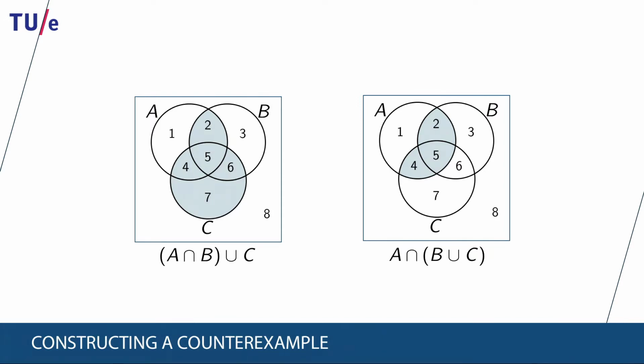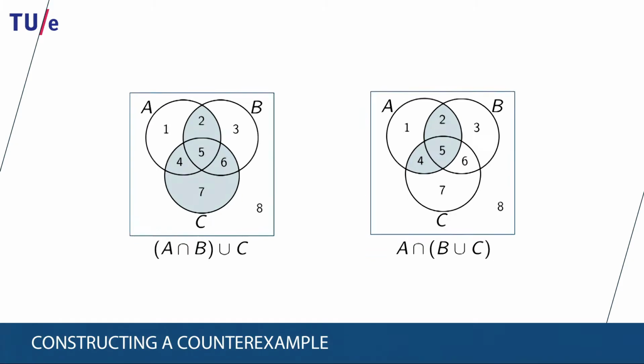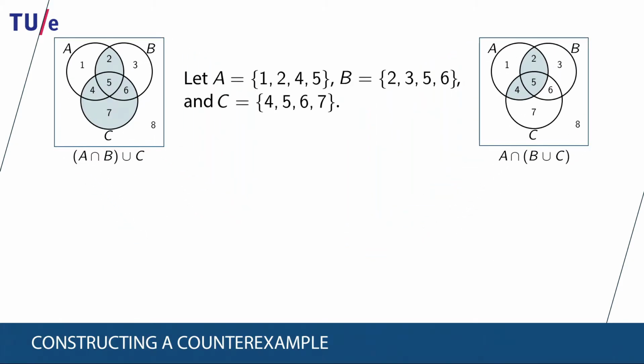It suffices to put something, for instance a natural number, in every region of the diagram. We can then simply read off the required contents of A, B and C. A should consist of the numbers 1, 2, 4 and 5. B should consist of the numbers 2, 3, 5 and 6. And C should consist of the numbers 4, 5, 6 and 7. Let's work out the values of the two expressions given these three sets.